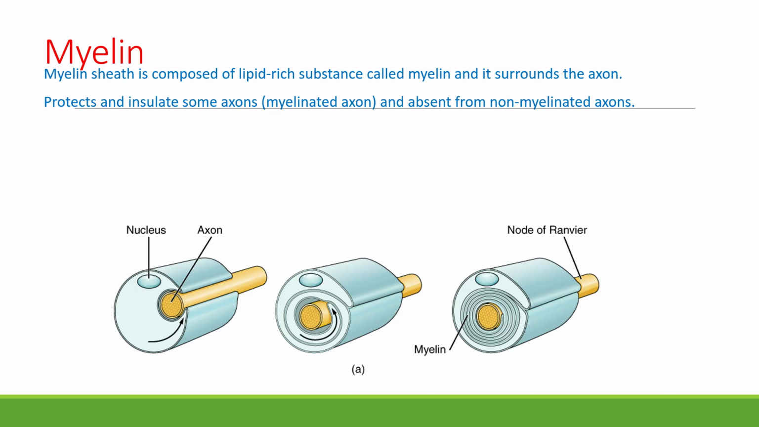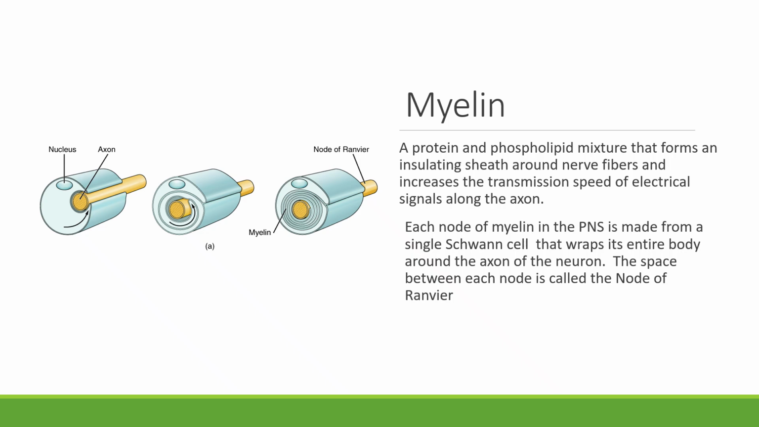In the case of our Schwann cell, their whole body becomes the node of myelin, and you can see the nucleus is actually in the node. So again, it is a protein and phospholipid mixture that forms an insulating sheath around nerve fibers and increases the transmission of the electrical signal along the axon. Each node of myelin in the peripheral nervous system is made of a single Schwann cell that wraps itself entirely around the axon of the neuron, and again, the space between those is called the node of Ranvier.